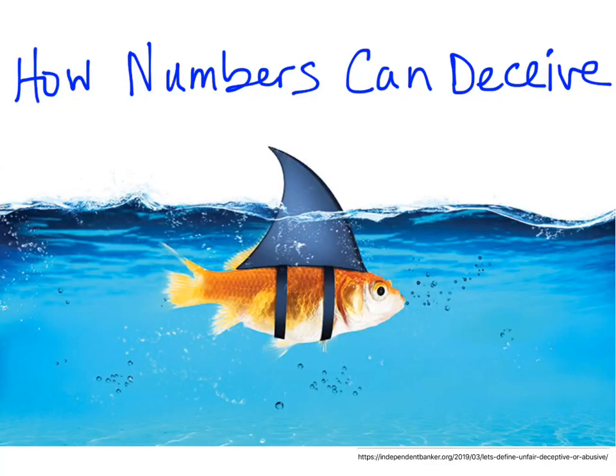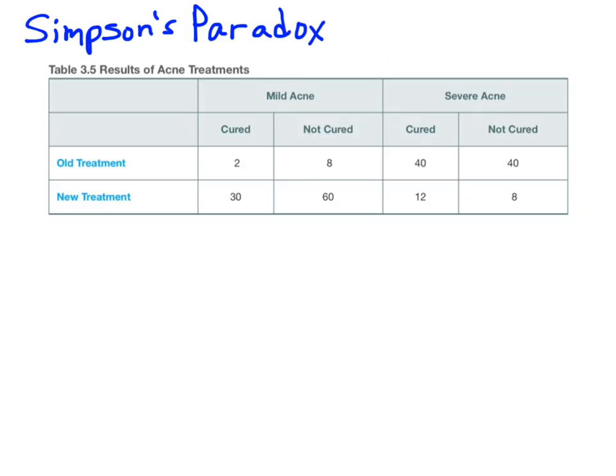In this video, we will look at 3 examples of percentages that are reported accurately, but that can be deceptive if they are not interpreted carefully. These incorrect inferences can be avoided once you understand what the numbers actually mean. For our first example, let's take a look at some data which displays Simpson's Paradox.